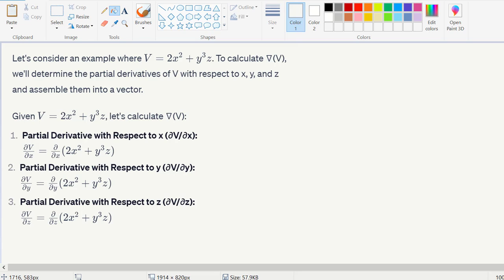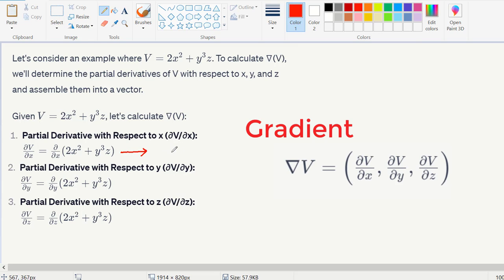Let's consider an example where the voltage V is given as 2x squared plus y cubed z. To calculate the gradient of this voltage, we will find the partial derivative of V with respect to each variable. First, the partial derivative with respect to x is 4x. All other variables are considered to be constant. Second, the partial derivative with respect to y gives us 3y squared times z. And finally, the partial derivative with respect to z gives us y cubed.